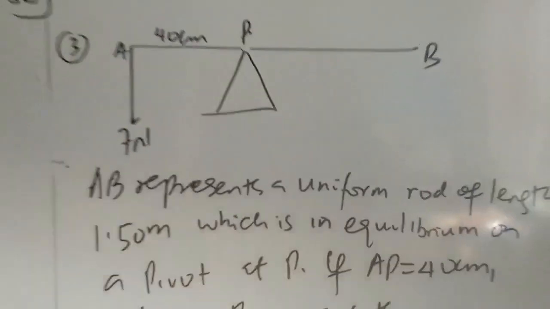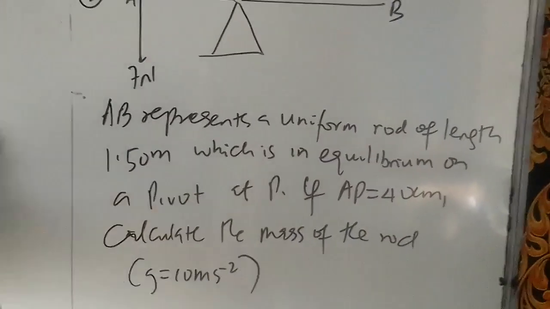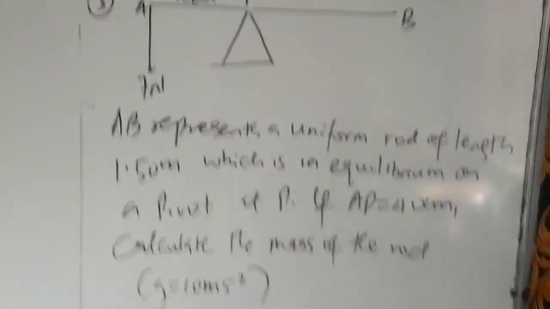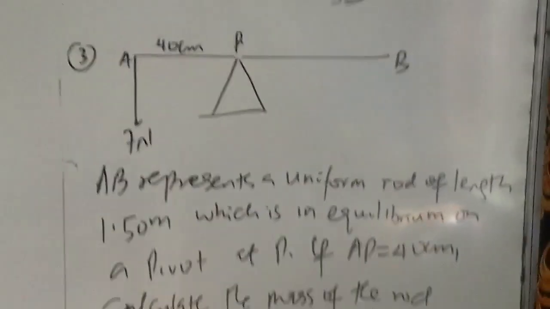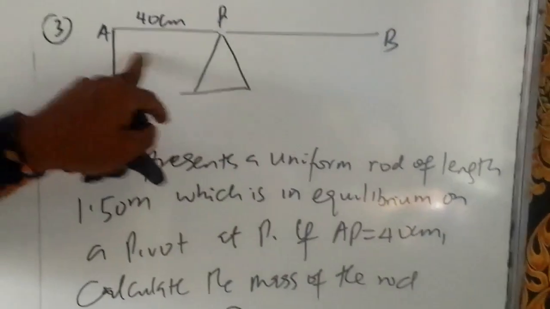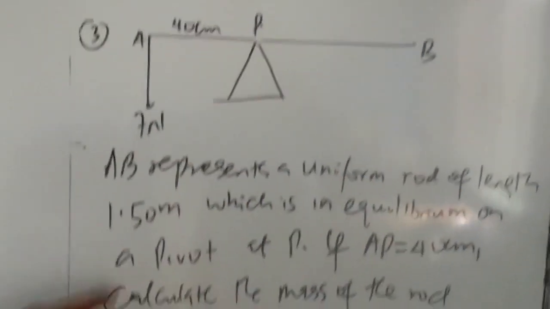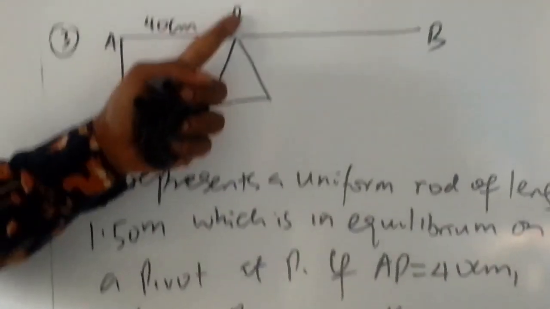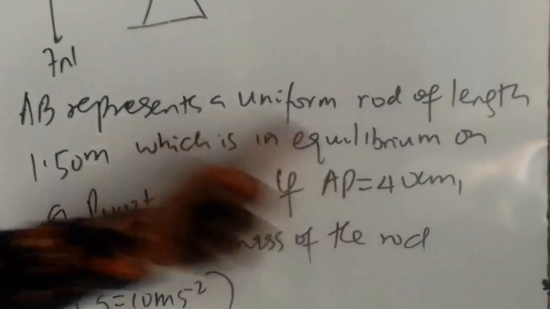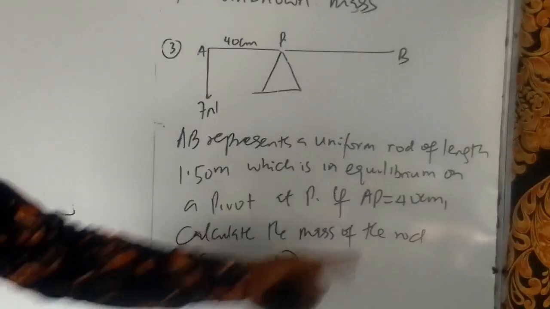So go to the third question. The third question says AB represents a uniform rod of length 1.50 meters, which is in equilibrium on a pivot at P. If AP, that is from A to P, is 40 cm, find the mass of the rod.